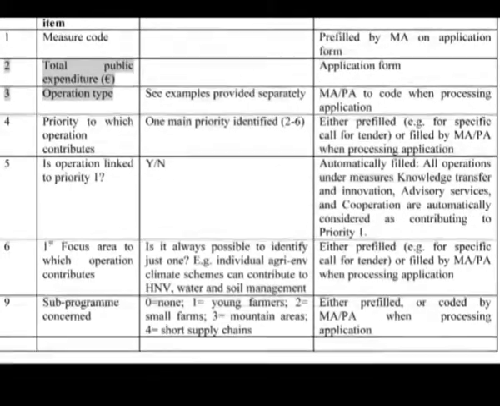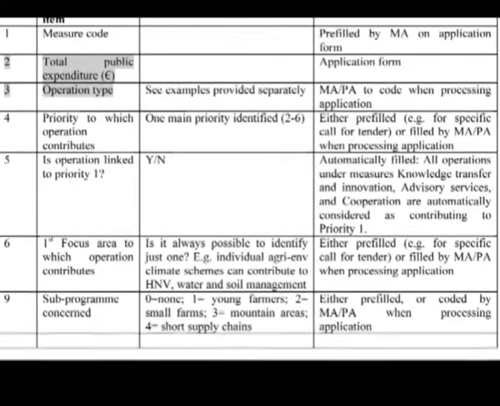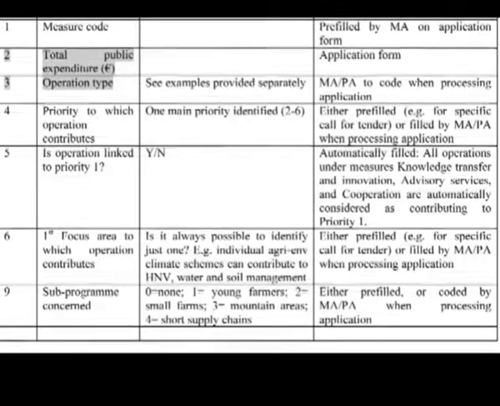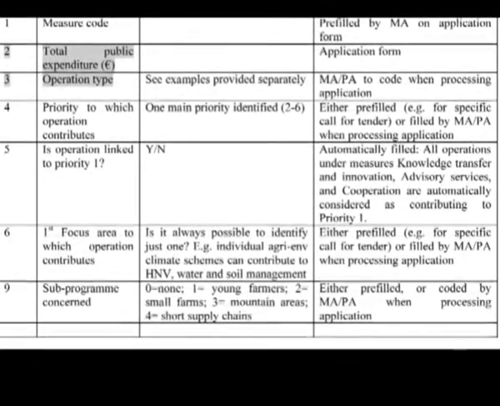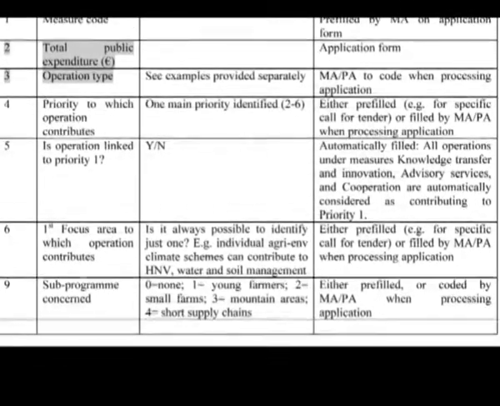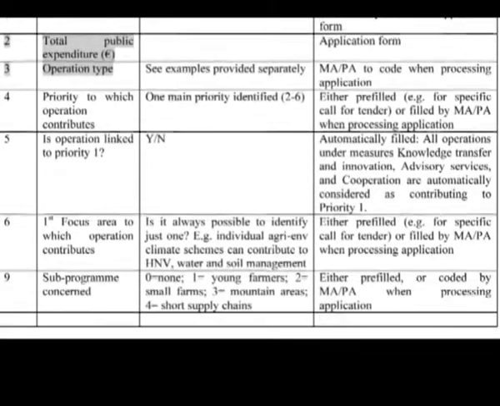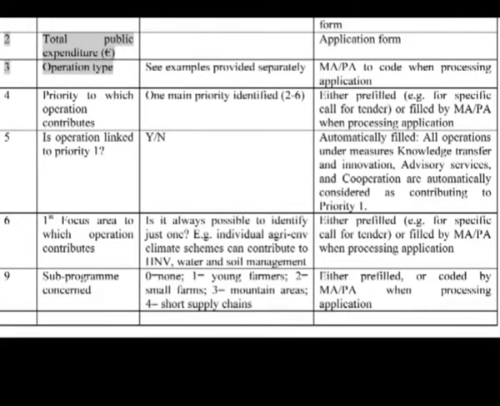There's one group, between 7 and 9, depending on whether we say each operation should really be linked to only one focus area, or whether we acknowledge the reality that many operations will contribute to more than one. These are very basic things like the measure code. You know, at the moment we have our codes 121, 214, etc. We will still have some identification of the measure. The public expenditure. And the main priority that operation is seen as contributing to.